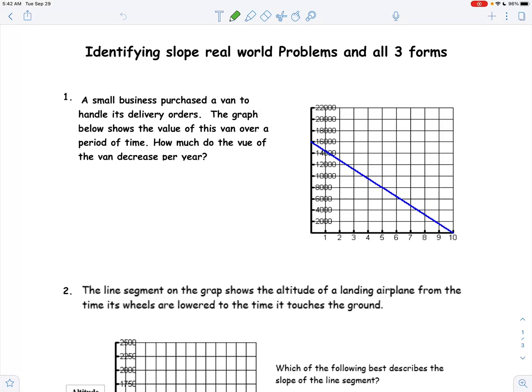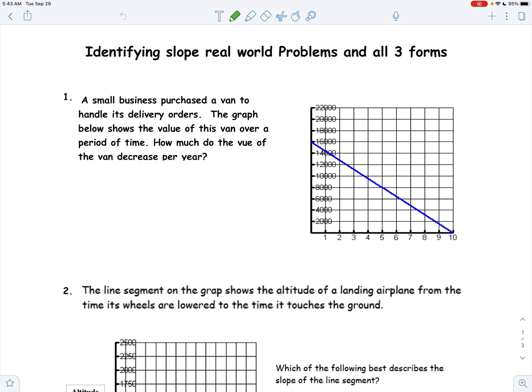So tomorrow we're going to be talking about identifying slope in real world problems and in all three forms. All three forms meaning graph, table, and then function rule. So if we look at this first problem, it says a small business purchased a van to handle its delivery orders. The graph below shows the value of this van over a period of time. How much does the value of the van decrease per year?